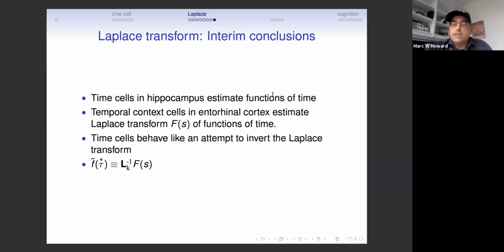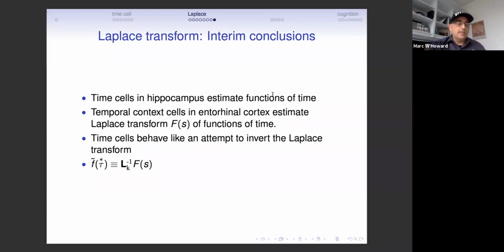I've also shown you results that these temporal context cells in entorhinal cortex behave as if they're estimating the real Laplace transform of the objective past as functions of time. I also showed you some preliminary results suggesting that this Laplace inverse pairing, the fact that the hippocampus looks like the inverse and the entorhinal cortex looks like the transform, places really strong constraints on where time cells come from.